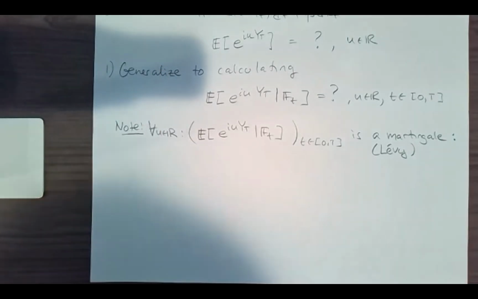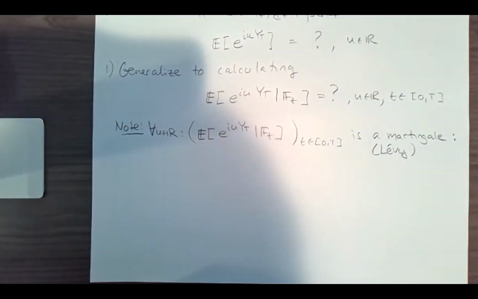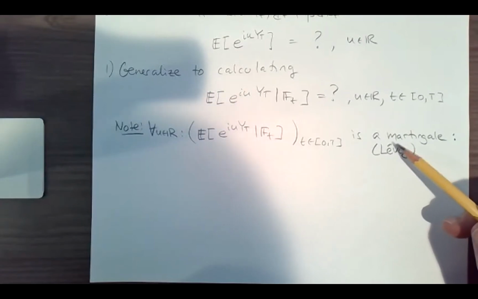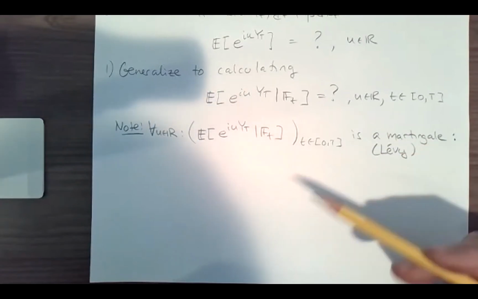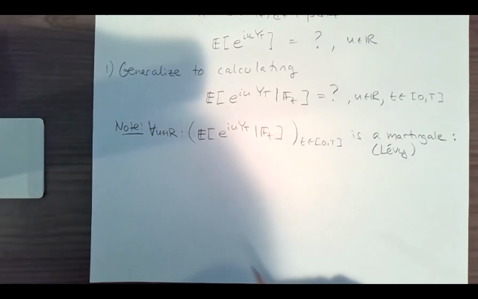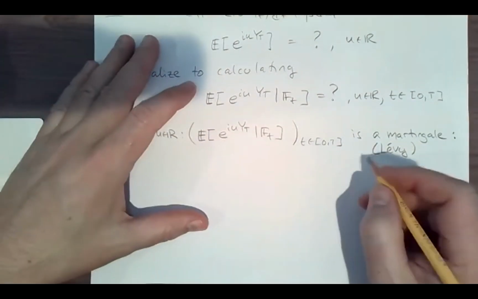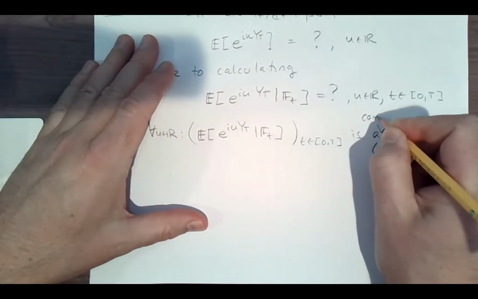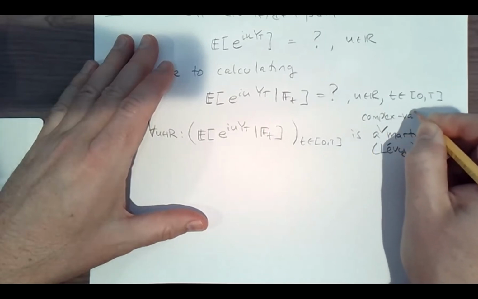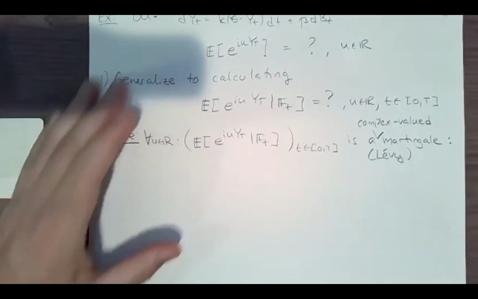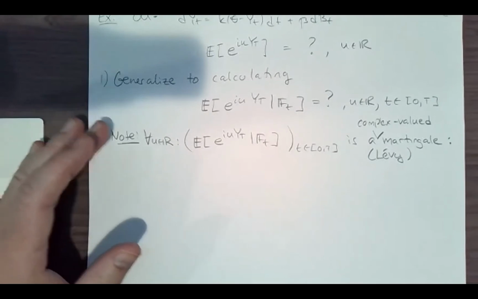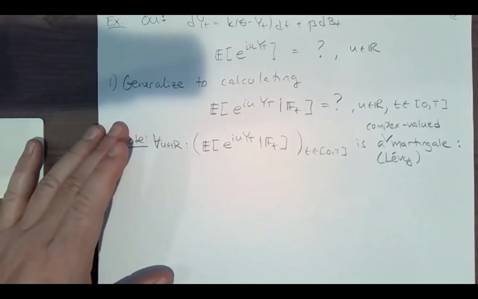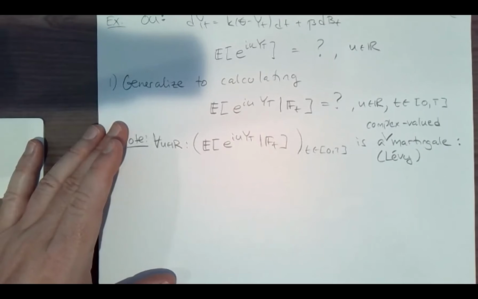For those of you that took 621 with me, you will recognize the word Levy martingale, and it's exactly the same as what we had there. The only little difference is that this here is complex valued because there's an i in here. So I should say, this is a complex valued martingale. That's the only difference compared to what we had in 621.